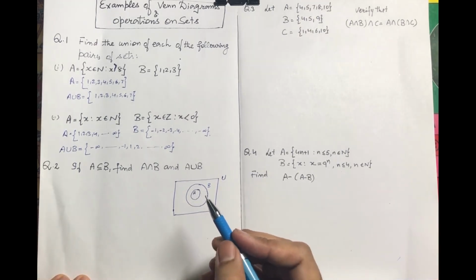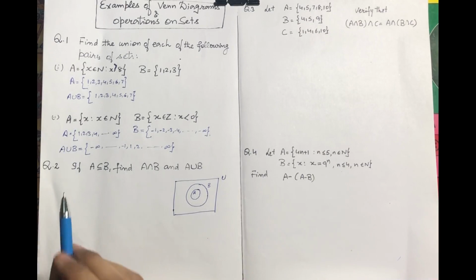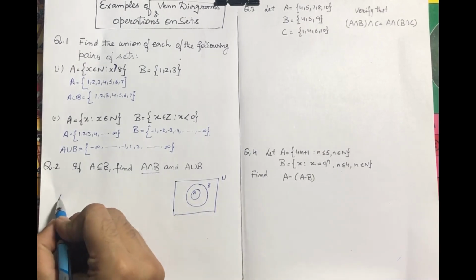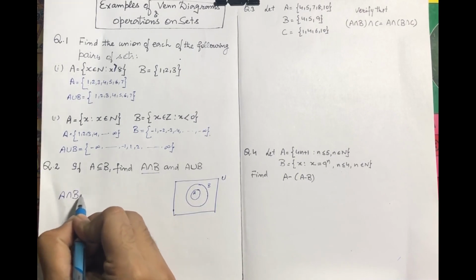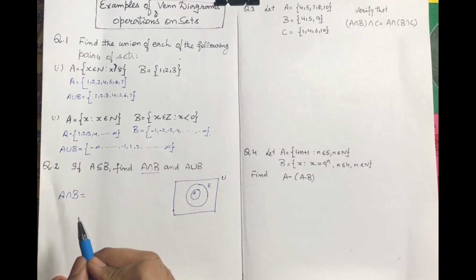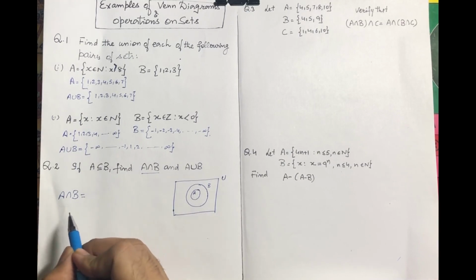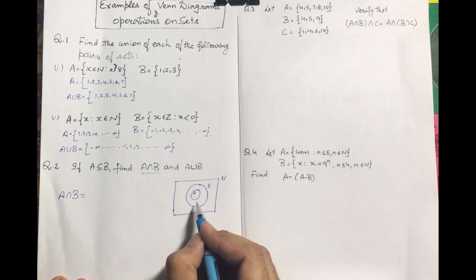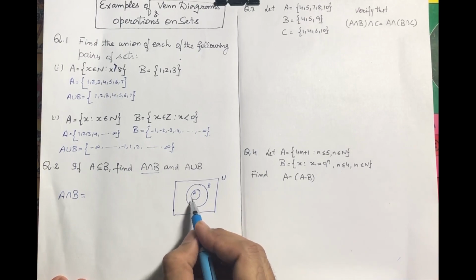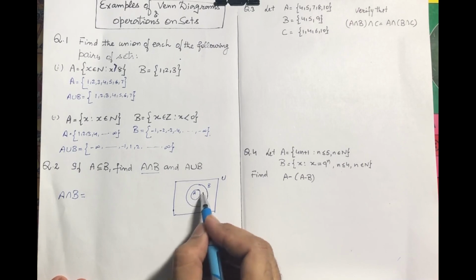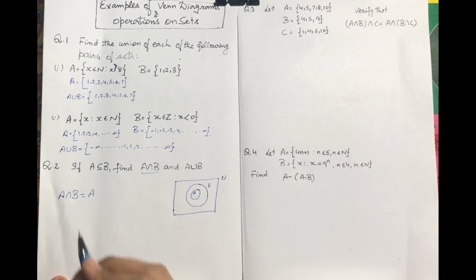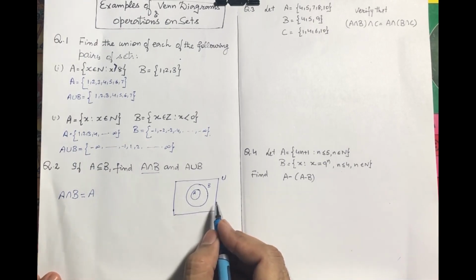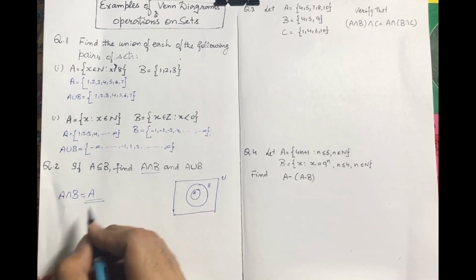Now just have a look at this diagram. Whatever we have learned about these operations, A intersection B contains all those elements which are common to both A and B. Whole of the A is contained in B. That means the elements of A are common to both A and B. What is their intersection? A. You got it? So this is the desired answer.